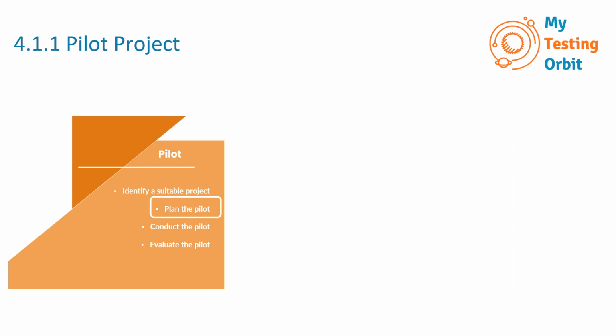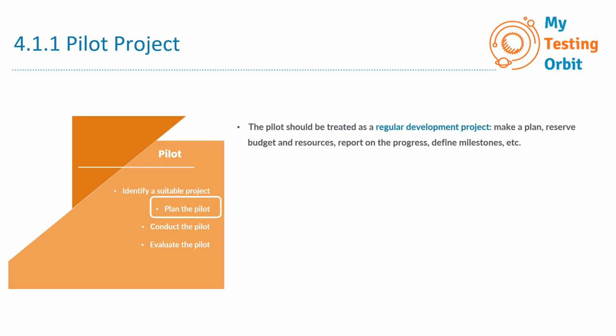The next step is plan the pilot. The pilot should be treated as a regular development project. Make a plan, reserve budget and resources, report on the progress, define milestones, etc. So let's say that you are implementing a TAS to automate the testing of your e-commerce application. So you will treat the TAS deployment like a development project.